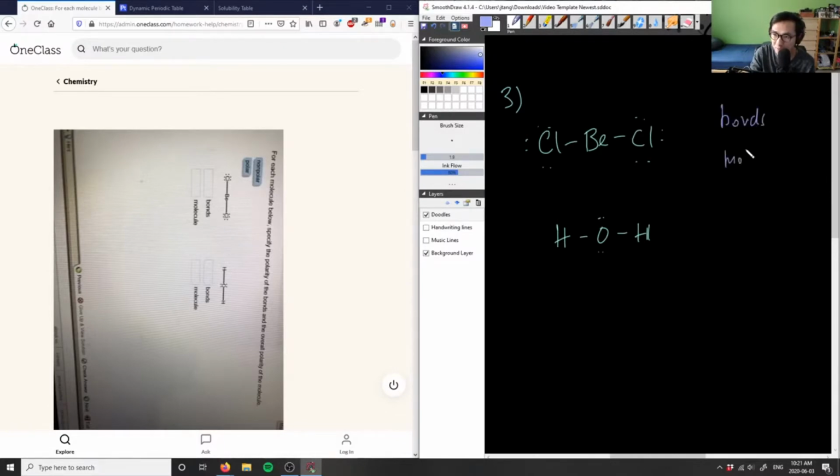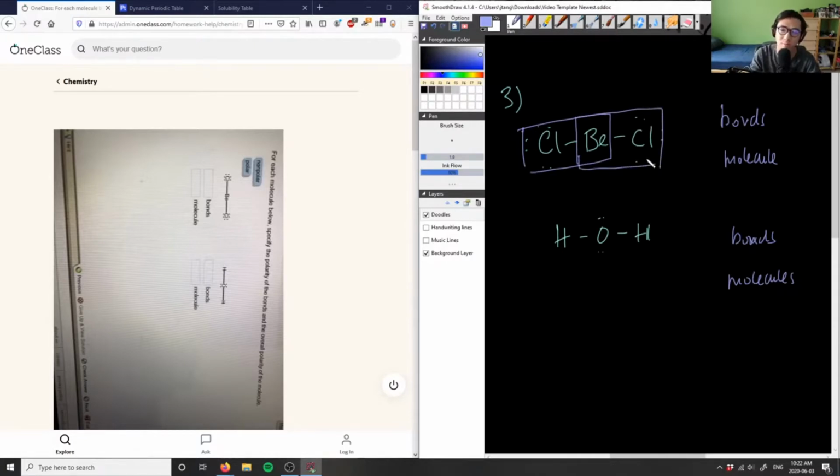Bonds and then the molecule. Bonds and the molecules. So it's polar or non-polar here. So we're looking at first this guy here, right? So we have, this is BeCl2, beryllium chloride. And what we're doing here is we're looking at the bonds first. So we're looking specifically at the beryllium and chlorine bond. You can visualize it as either this guy here or this guy here.